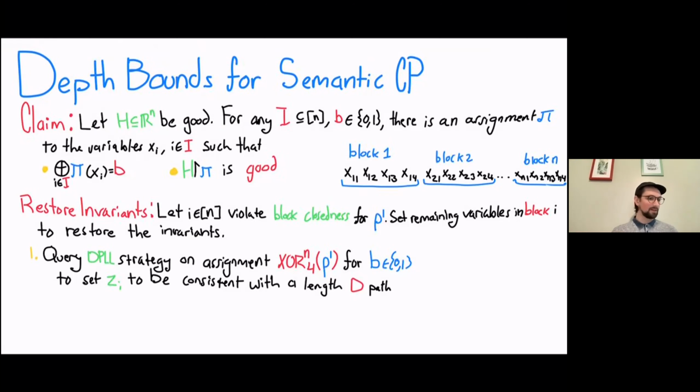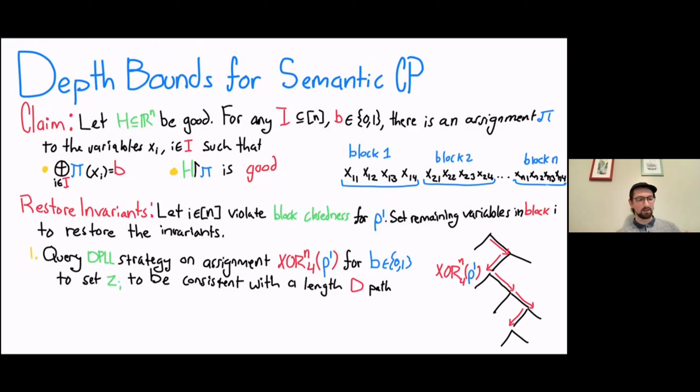So what do I mean by all this? We have a DPLL proof, and we know that any DPLL proof of F has to have depth at least D. So it has to be really long. And we're going to use this in order to figure out how we should set the ith block in order to be consistent with a really long path. So we've been consistent up to this point, and we're going to keep doing that.